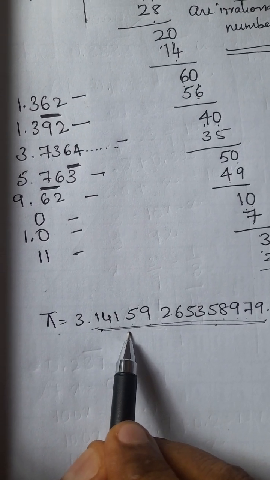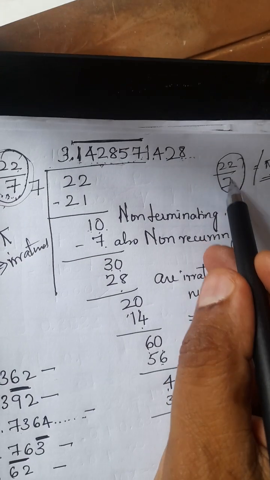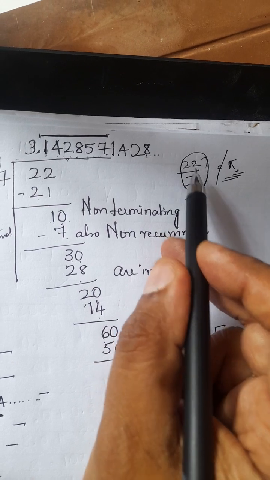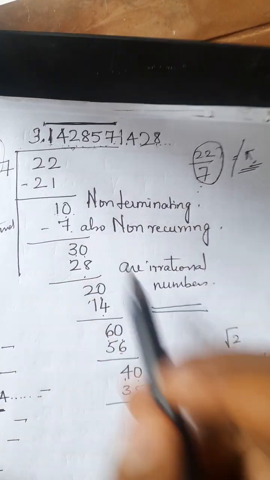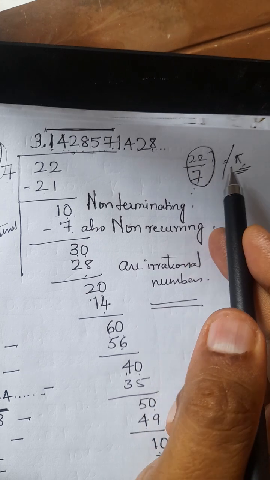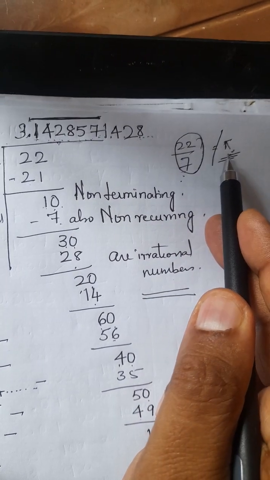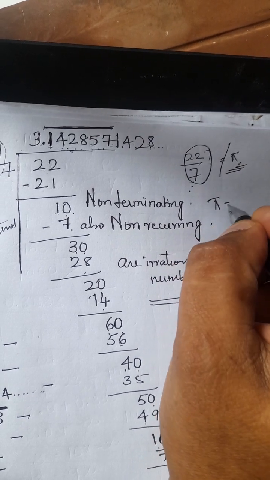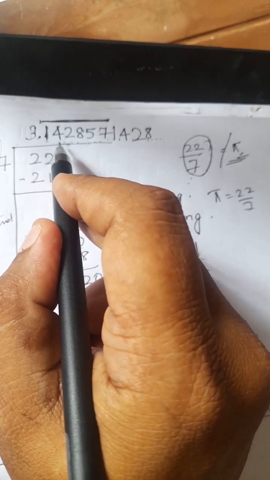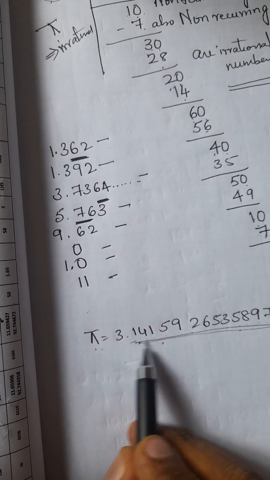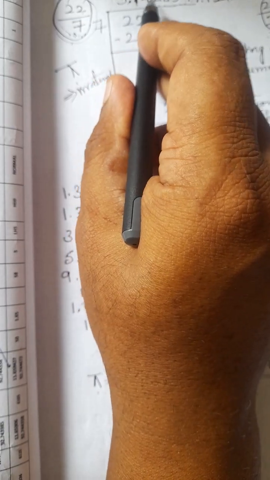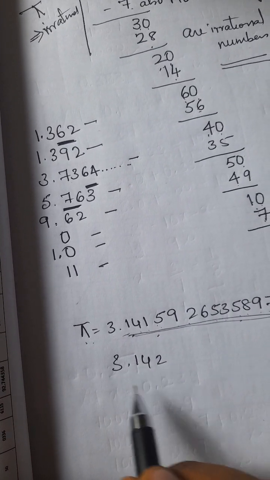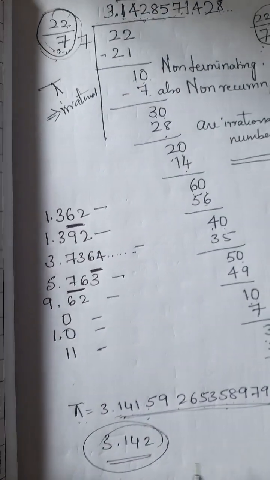So do not get confused. When you write pi as 22 by 7, 22 by 7 qualifies to be a rational number because of this calculation, but that is not the exact value of pi. It is only for the ease of calculation. When you calculate something, you take 22 by 7 because 3.142857 is close to 3.1416. If I round it up, I will get 3.142.